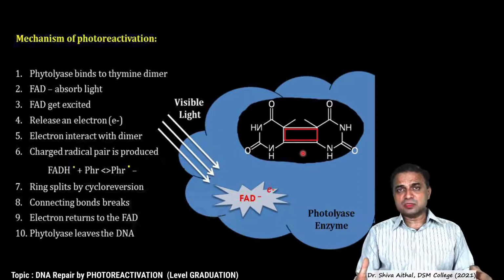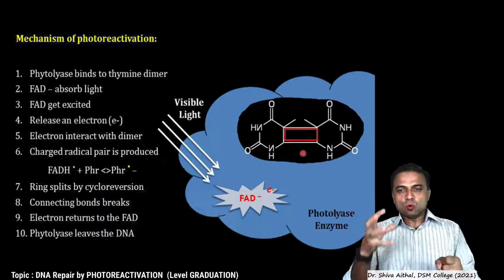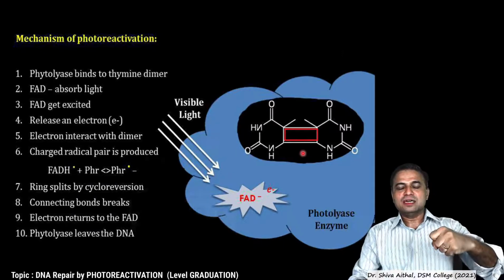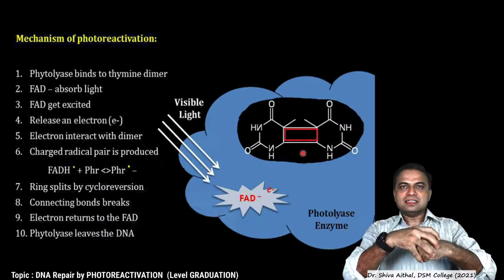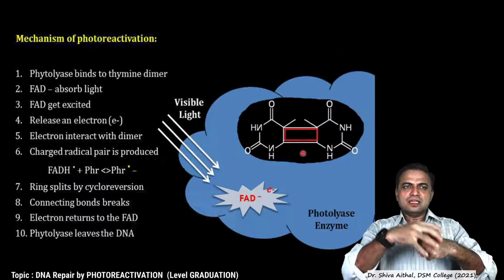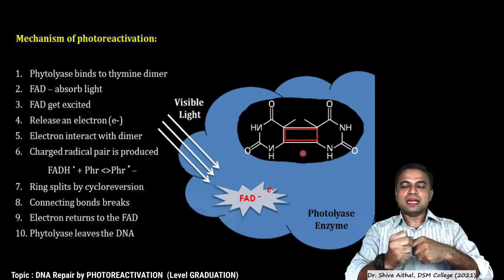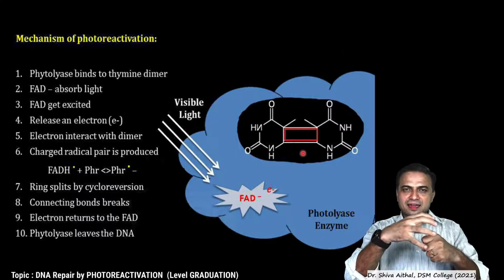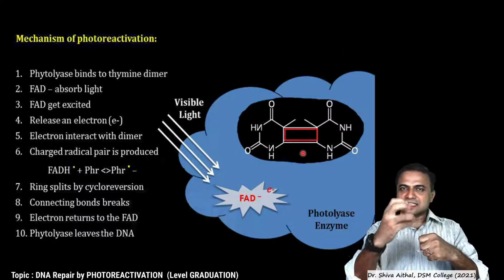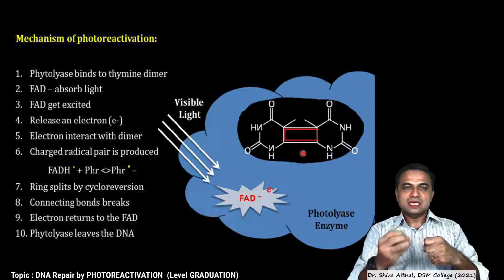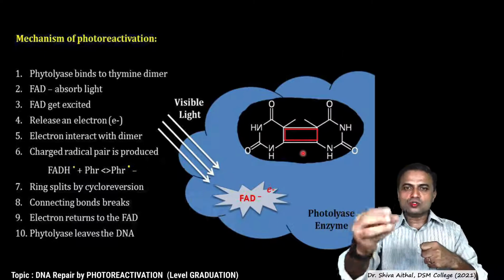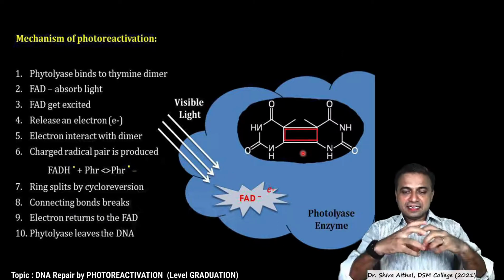Enzyme and substrate specificity is there. E plus S. What is the S needed for this enzyme? That is the damaged thymine dimer DNA. So it comes and binds at the dimer. Then once it binds, it absorbs light at 300 to 500 nanometers. The FAD present inside this enzyme gets excited due to absorption of photons. It releases an electron in its excited state. That electron goes to the cyclobutyl ring.